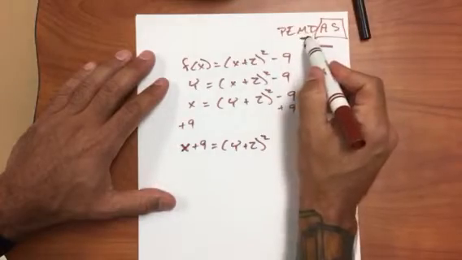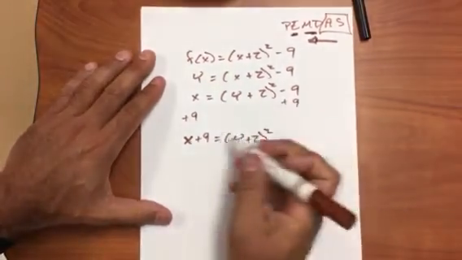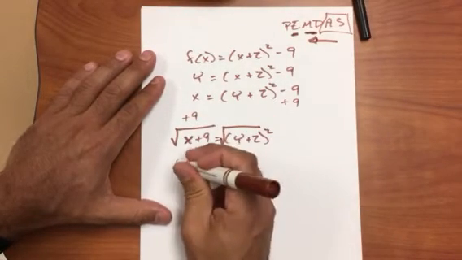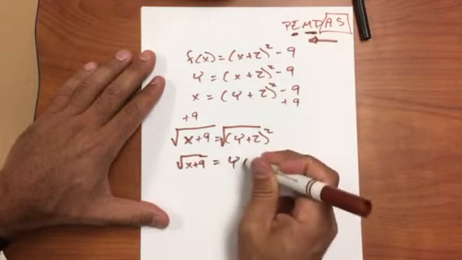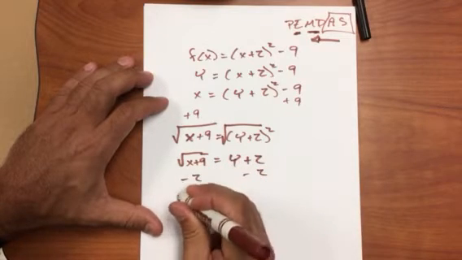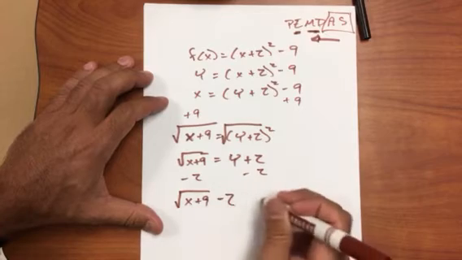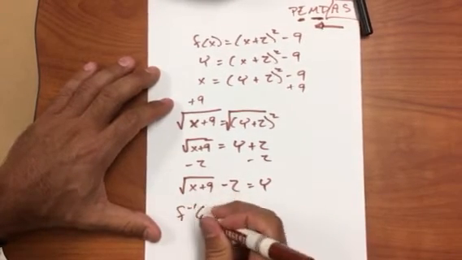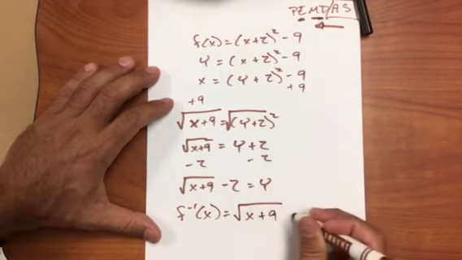I don't have any multiplication or division on the outside. I do have exponents, so I'm going to get rid of that. So I'm going to square root. It's going to cancel this. And then I'm going to subtract 2. But that needs to be on the outside of the square root, so it's over here, not underneath. And then I'm going to put my inverse function like that.